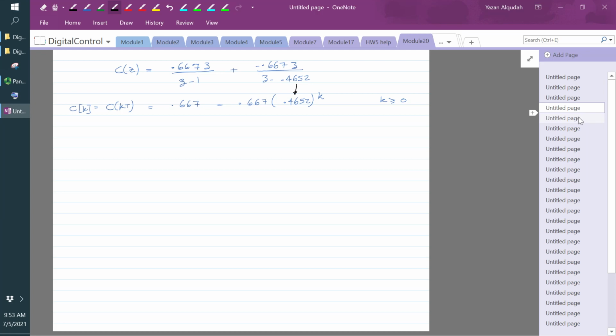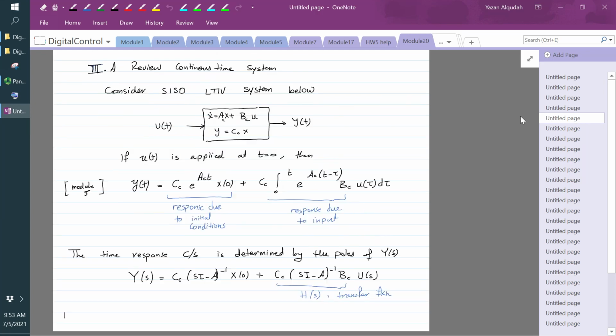Now what we're going to do is start looking at the time response of the system and see what determines the response of the system and what factors will determine the shape of that response. Before we do that, let's review the continuous time system response. We're going to review the continuous time and then move to the discrete time systems.